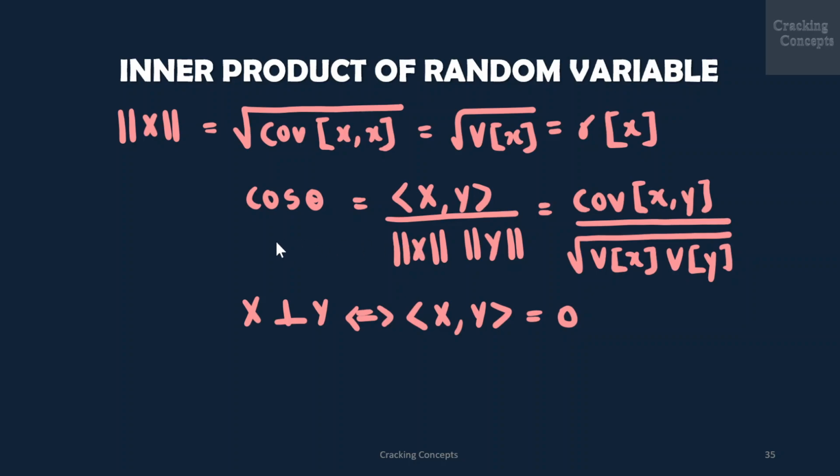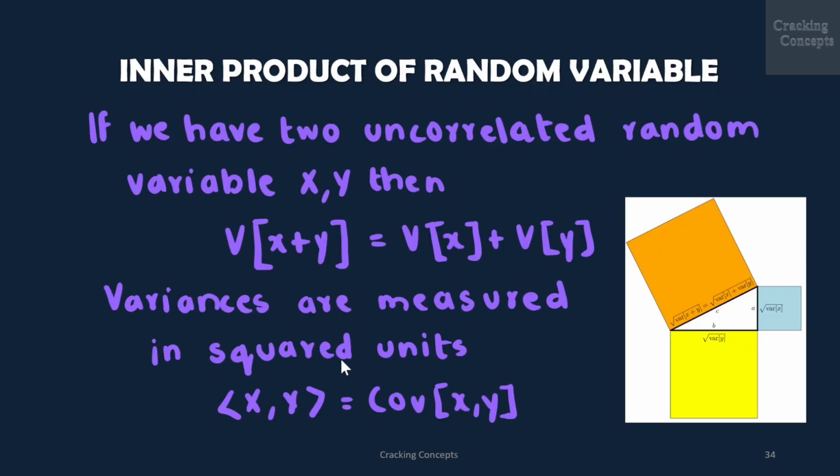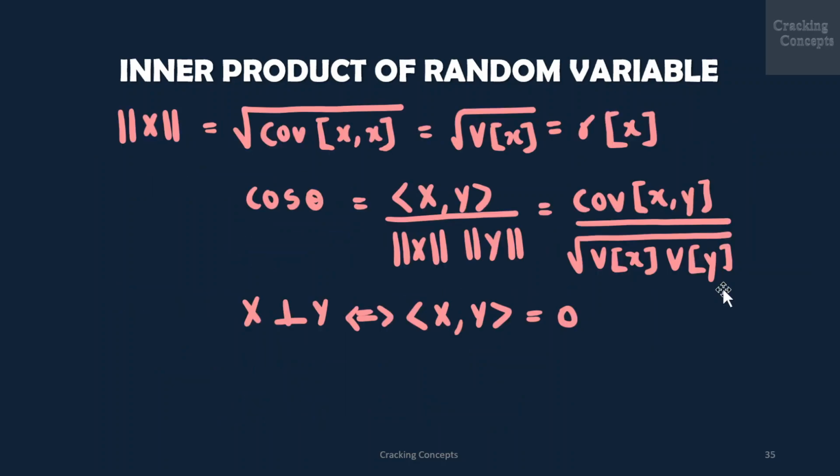We know from the definition that when x is perpendicular to y, it means the inner product will be 0. So in our case, this means x and y are orthogonal if and only if covariance of x comma y is 0. That is, when they are uncorrelated. Now this is illustrated in this figure here. If random variables x and y are uncorrelated, they are orthogonal vectors in a corresponding vector space, and the Pythagorean theorem applies here.